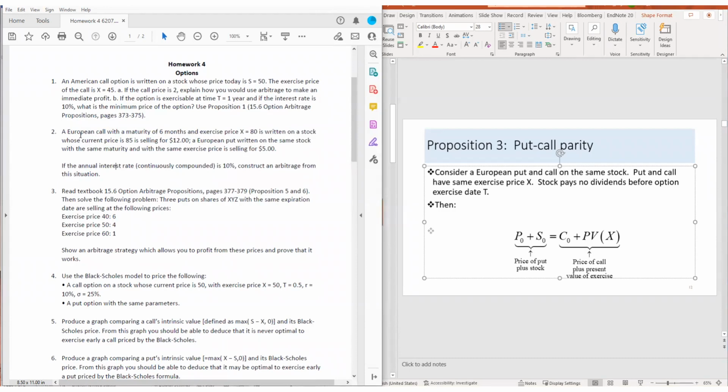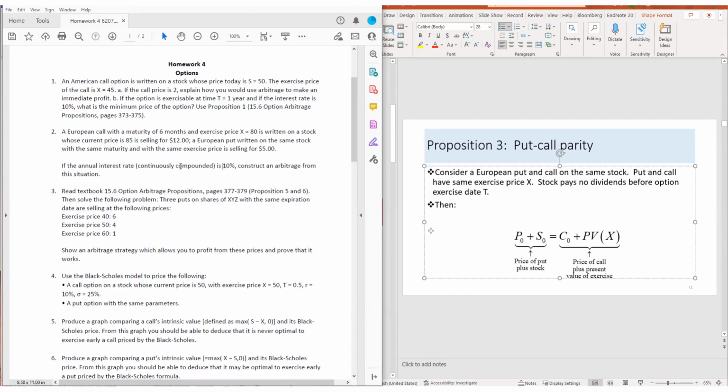The exercise here is a European option with a maturity date of 6 months and exercise price X equals $80. This is written on the same stock, currently priced at $85. The call is selling for $12. The put is selling for $5. The put has the same maturity date and same exercise price as the call.